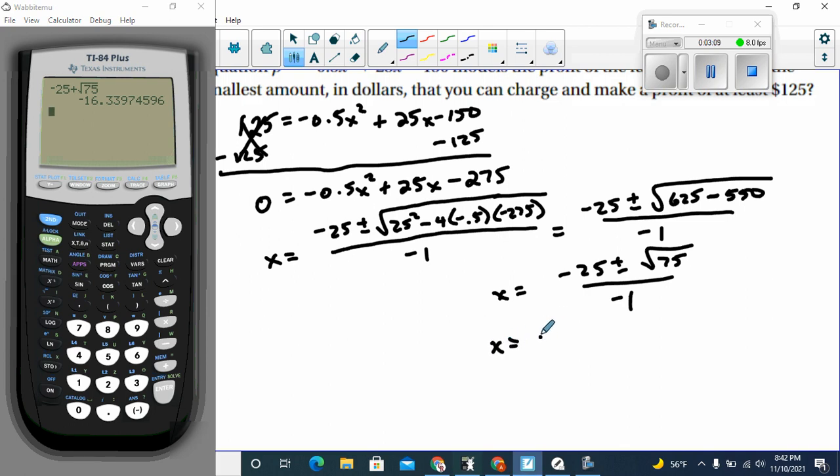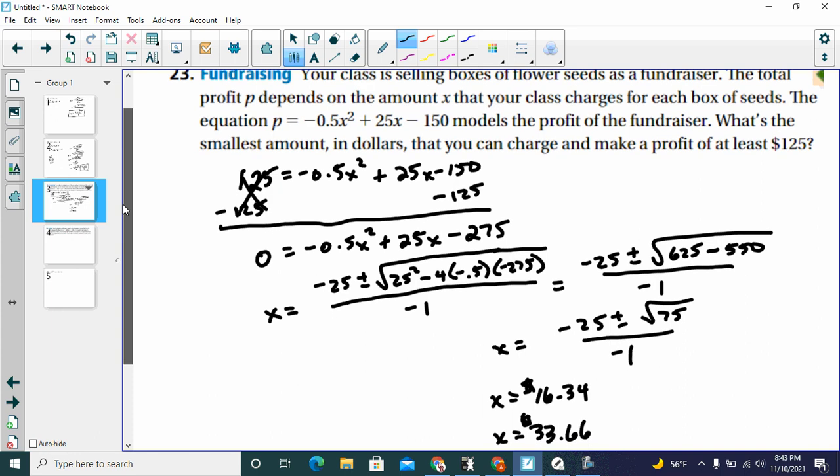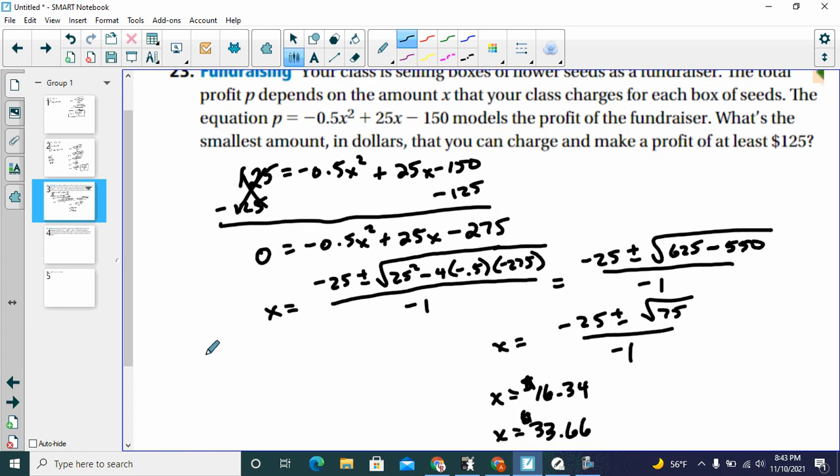16.34. It is measured in dollars. Negative 25 minus root 75 is negative 33.66, divided by negative 1 would be positive $33.66. So those are the two prices that match up with exactly $125. Anything in between there would give you a profit of at least $125.